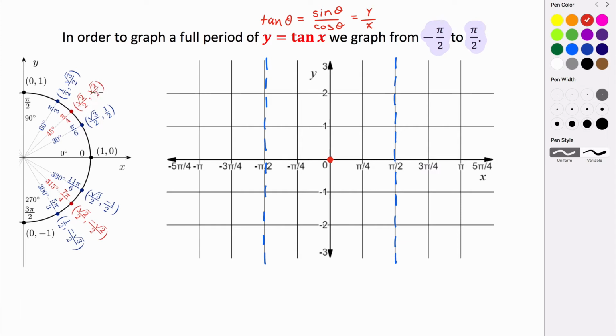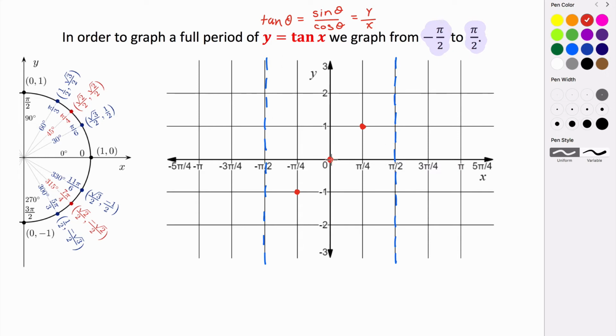When I take the y-coordinate divided by the x-coordinate at pi over 4, it's square root of 2 over 2 divided by the square root of 2 over 2, which is 1. So at pi over 4, it's going to be 1. And then at negative pi over 4, it's going to be negative root 2 over 2 divided by positive root 2 over 2, which is going to give me a negative 1. So these are the 5 points and features that we need to look at when graphing. Our 2 vertical asymptotes are on either end of the period.